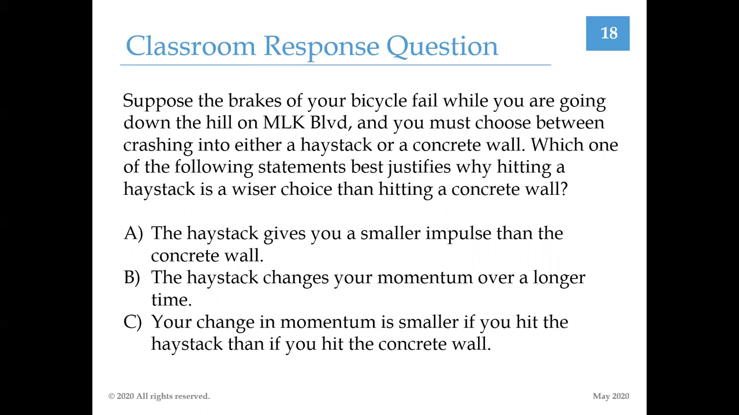A says the haystack gives you a smaller impulse than a concrete wall. But what is impulse? Impulse is equal to the change in momentum. So if we know that the change in momentum in both of these options needs to be the same if we're to come to a complete stop, that would imply that the impulses also need to be the same. What could be different is that impulse is also equal to the average force times the change in time. That means in each of these scenarios, what's probably going to be different is the average force we're experiencing and the time over which we experience it. So A is incorrect because in both cases, the overall impulse needs to be the same because our change in momentum needs to be the same.